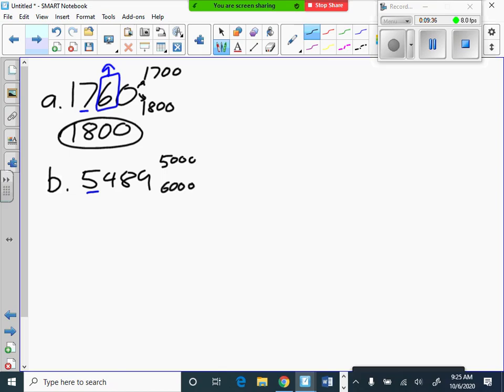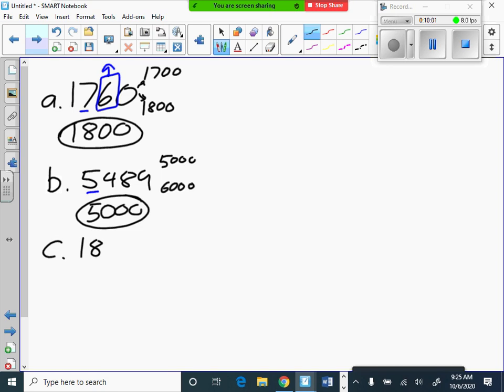Is 5,489 closer to 5,000 or 6,000? Sebastian? 5,000. Because 500 would be the halfway point, right? So good. 5,000. So you saw 2 ways we could do it. One, identifying the numbers before and after. Do number C any way you want. Stand when you got your answer. Number C.